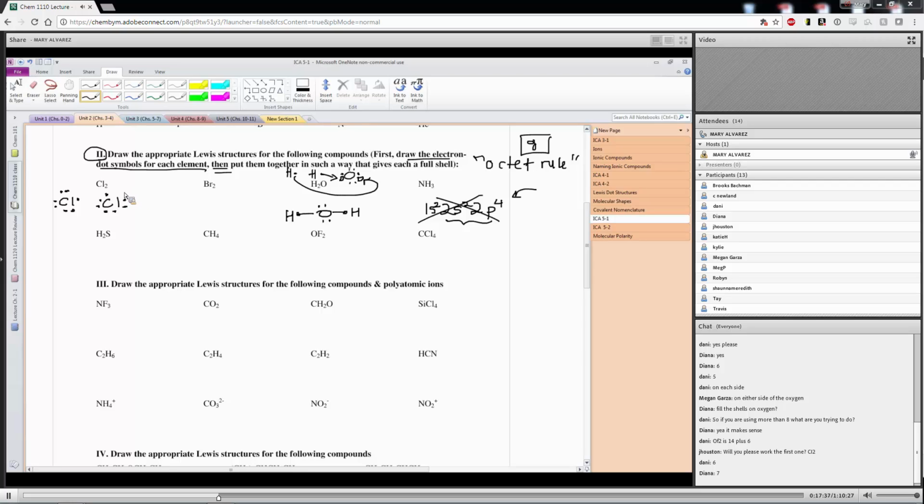They each want 8. They each own 7. What can we do? Might be easier if I put my extra electron on the top. There we go. Is that easier to see? What will I do with my 2 chlorine atoms?